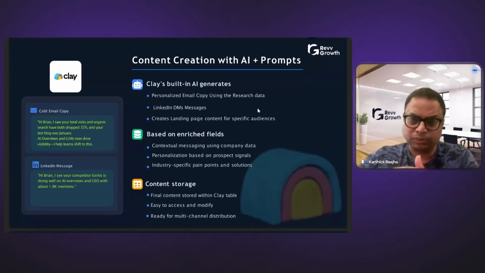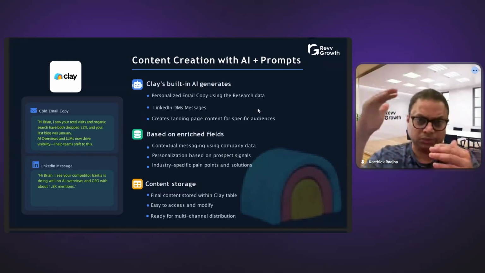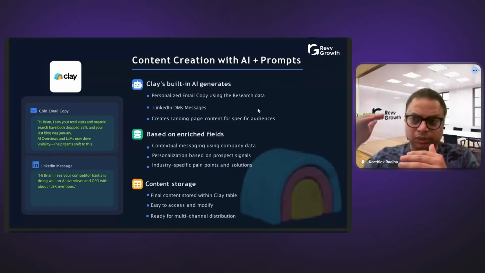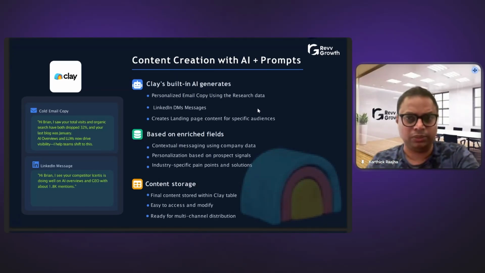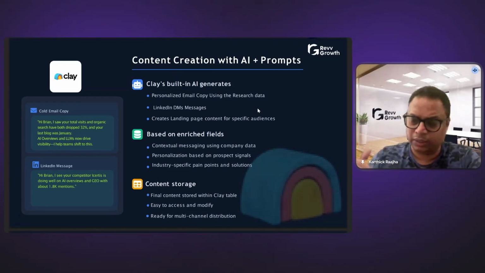Earlier, you were using something for research, something for creation, and something for distribution. Now with Clay, research and creation can be done in a single platform. Of course, we still use other platforms to distribute, like Smartlead. LinkedIn you can't bring into Clay. You have to go to LinkedIn and do something if you still want to do LinkedIn automations. But practically, that's how it is. So research, creation, and distribution.